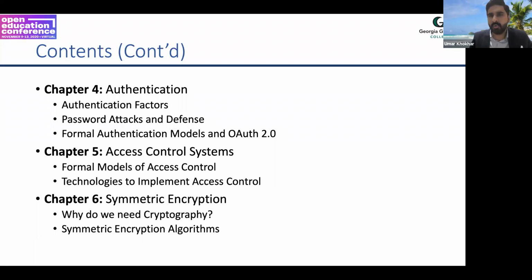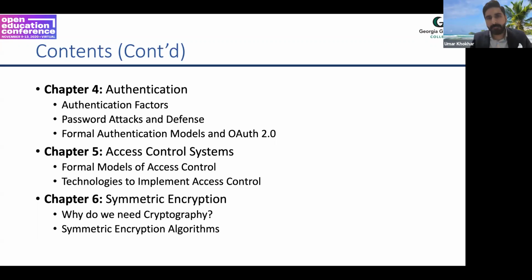So formal access control models will be discussed again, like the DAC model, MAC model, non-discretionary, role-based access control model, Bell-LaPadula model, Biba integrity. There are plenty of models that you can use for access control. And then the implementation strategies, how those models can be implemented.